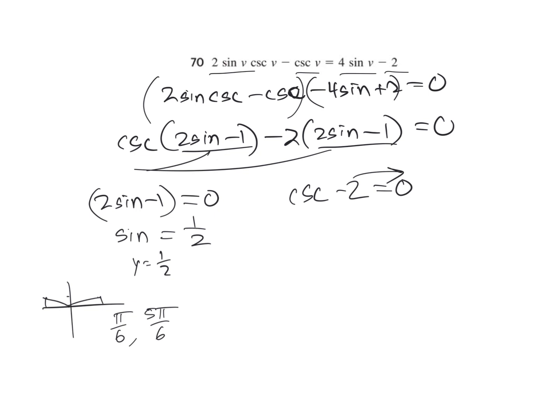And add 2, so cosecant equals 2, or the sine is equal to 1/2. And again, we already have that. So pi over 6 and 5 pi over 6 are your answers. So great job. It's a long assignment.